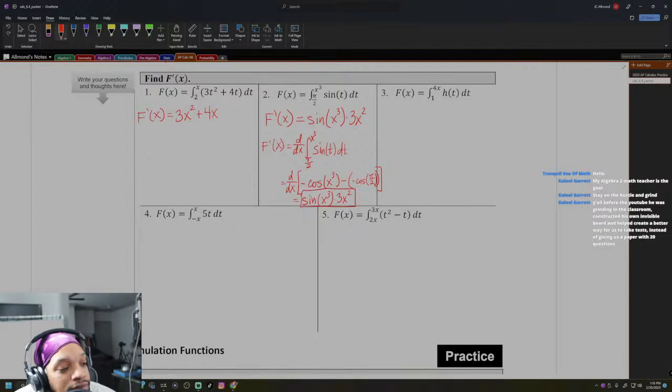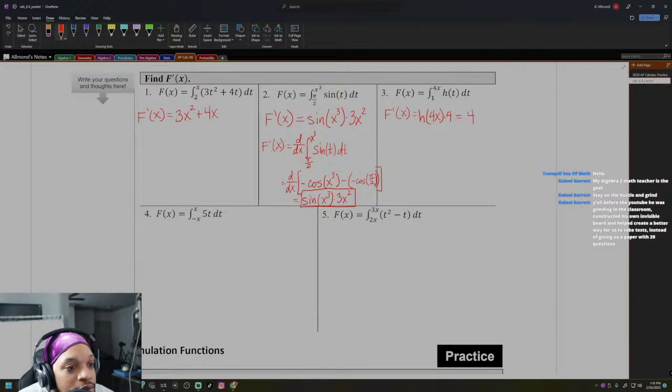It can get tricky, but as long as you don't overcomplicate it, which it's hard not to, I know. The basics is you're taking the derivative of a function inside of a function. And so you got to use chain rule. So for number 3, capital F prime of x would just be equal to h of t, but instead of t we're going to put 4x. And then times the derivative of 4x, which is just 4, minus 0.